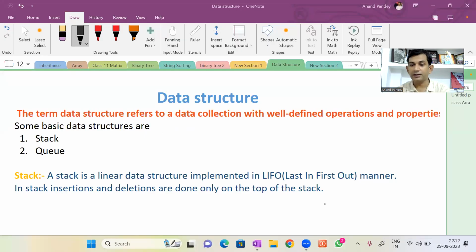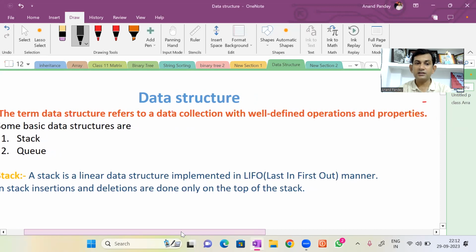This video will be useful for them also. So you can watch this video to learn the basic things of data structure. And here I will discuss as per the syllabus of the class 12 board examination of the ICSE board. So let's go with this new topic, that is data structure.